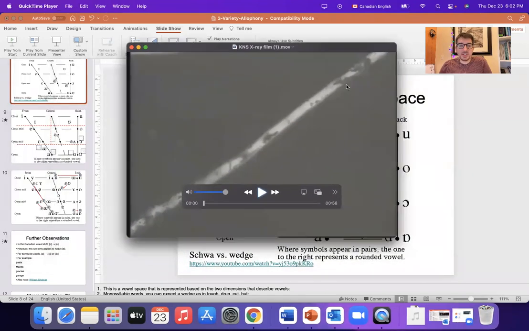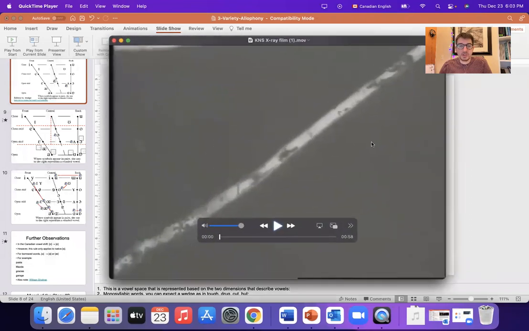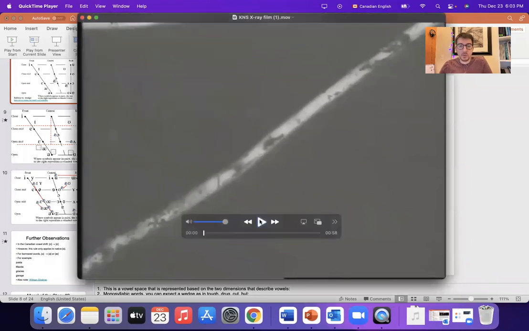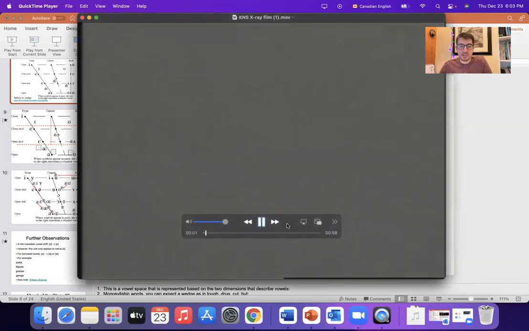Anyways, the X-rays were abandoned, of course, because they were unhealthy. They didn't need to do them because of phonetics, of course. But this is an interesting video where you can observe so many details of how certain speech sounds are produced, especially vowels. And we are going to focus on just two vowels to show the difference. So let's take a look at this.